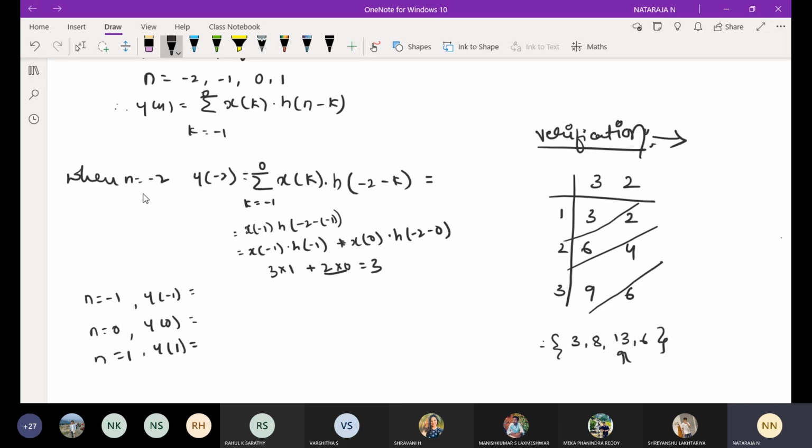y of -1 will be 8, y of 0 will be 13, y of 1 will be 6. Then finally y of n is equal to 3, 8, 13, 6, where 13 is the origin. Got everyone same answer? Yes, sir.